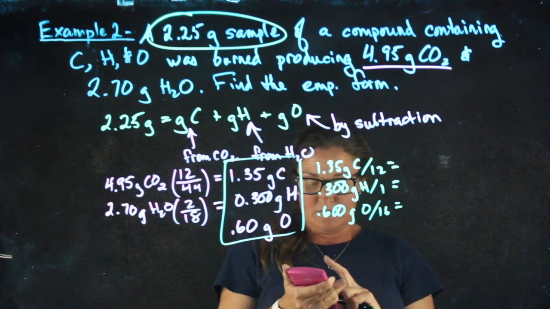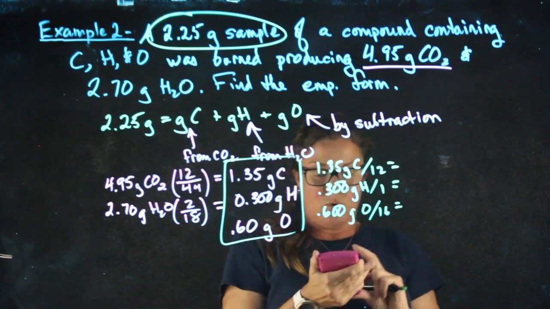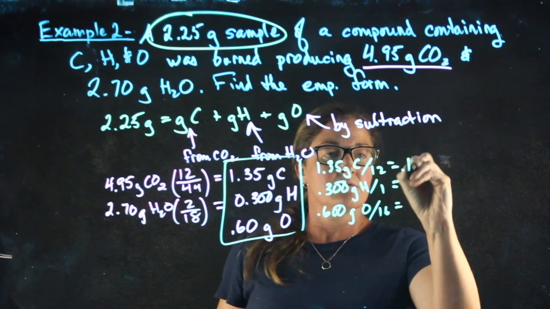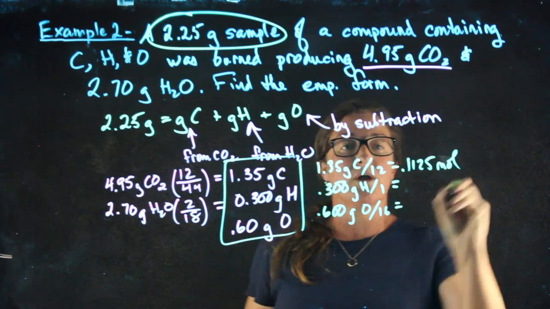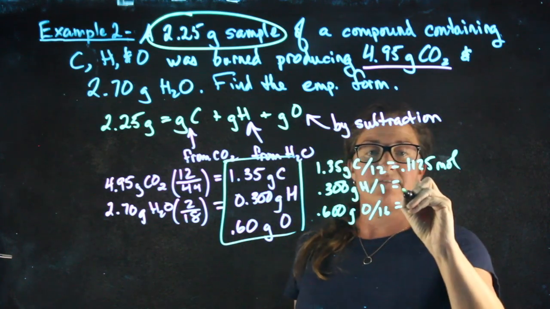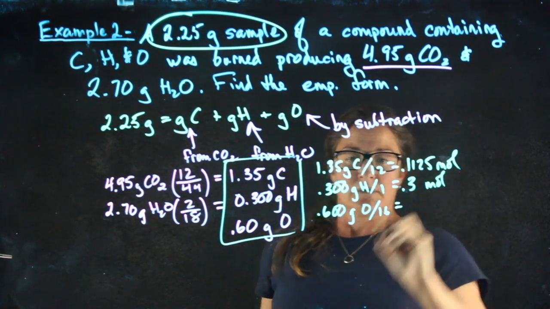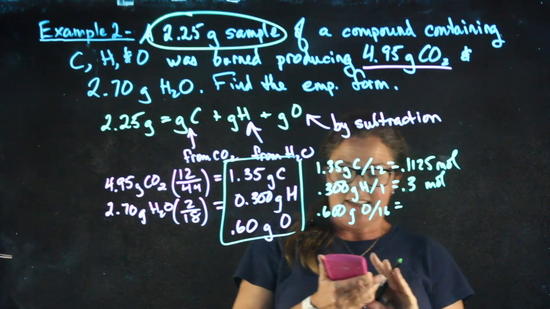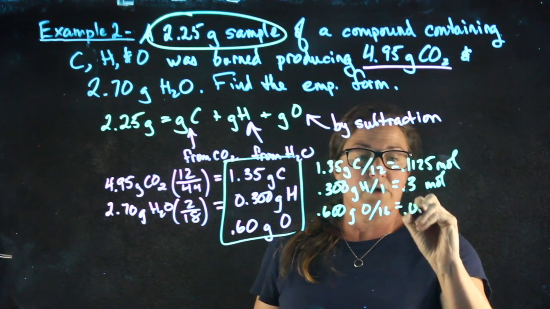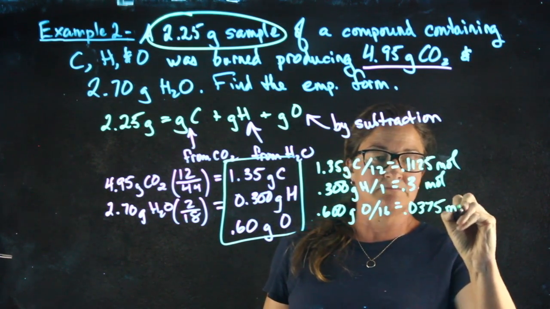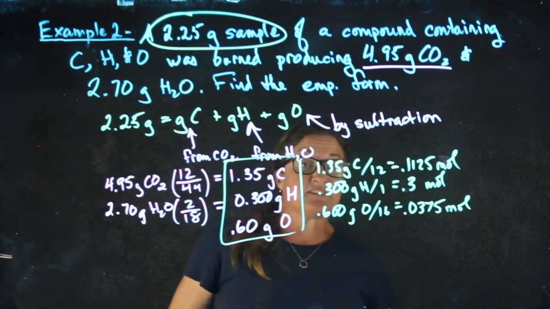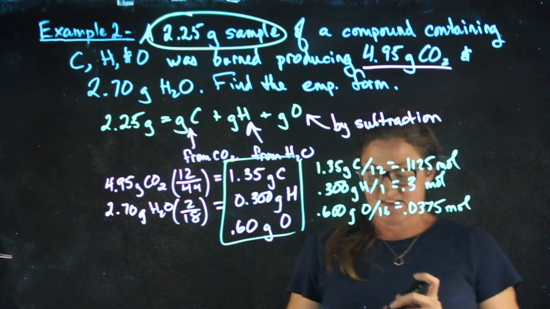1.35 divided by 12 gives me 0.1125 moles. 0.3 divided by 1. 0.6 divided by 16, 0.0375 moles. Next step, divide by smallest, and I'm going to divide all of them through by the smallest.